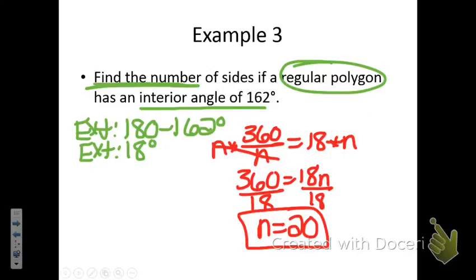So even though it gave us an interior angle, it's easier for us to figure out the exterior angle in terms of solving. So take 180 minus the interior, that gave me my 18. So every exterior angle is 18 degrees. We know that that came from dividing 360 by the number of sides. So we can set that up, solve, we figure out that this had to be a 20-sided polygon.